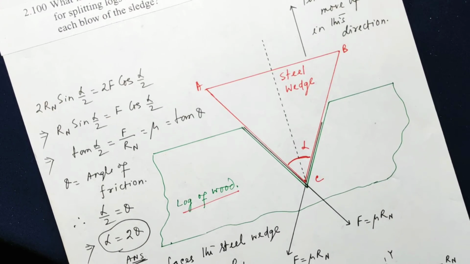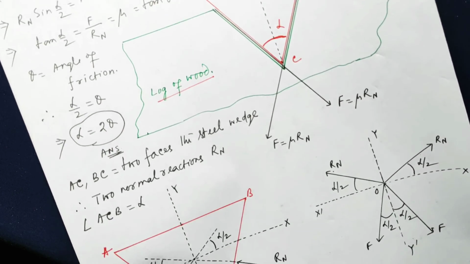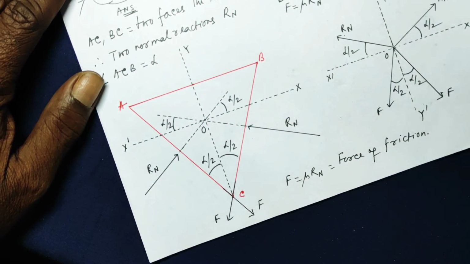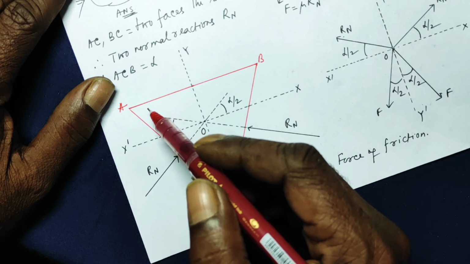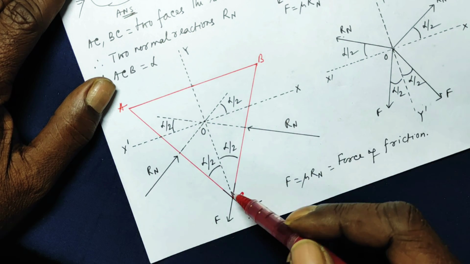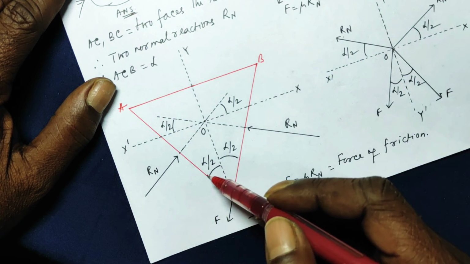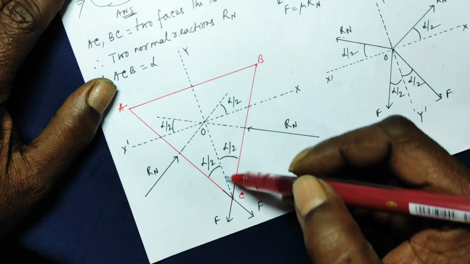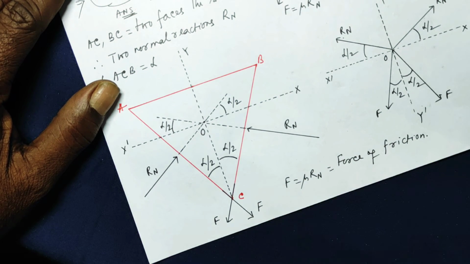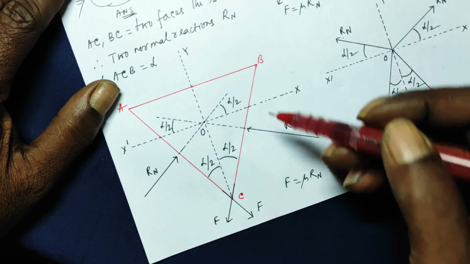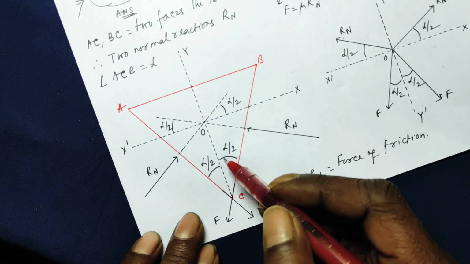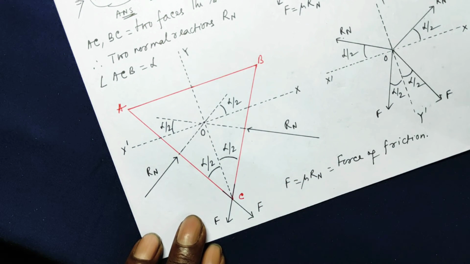Now, I have drawn another diagram for you. So if you look at here, this is your steel wedge ABC. The angle ACB is alpha. So this line, which I have taken as the y-axis, will divide the angle ACB into two equal halves. Means this will be alpha by 2, this will also be alpha by 2.